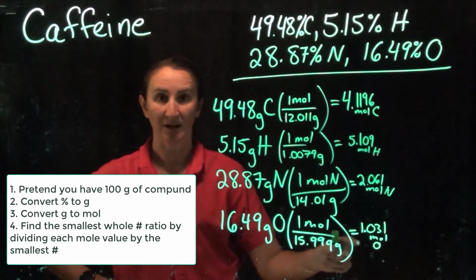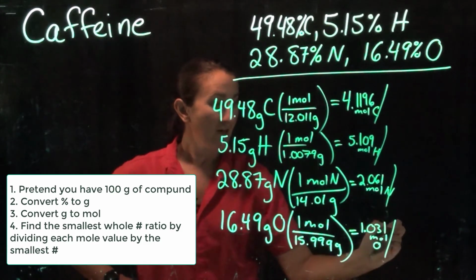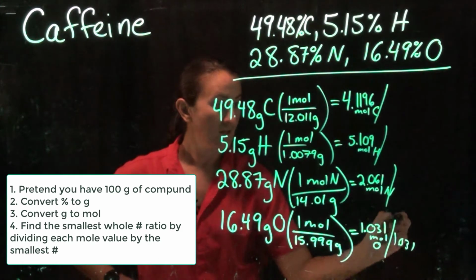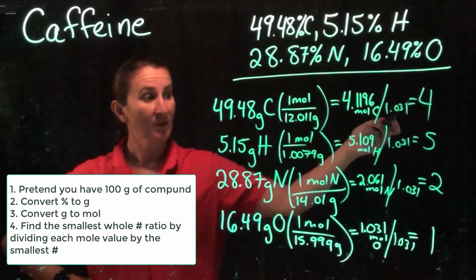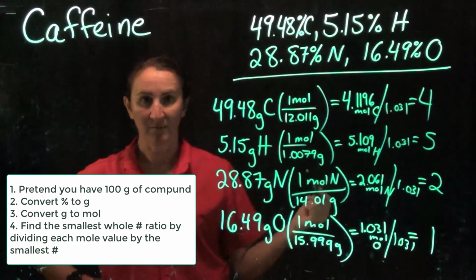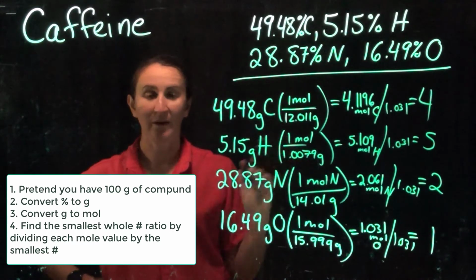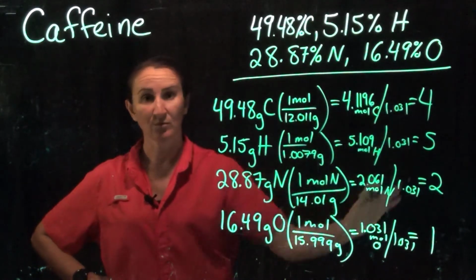It's the smallest of the ratio. So we divide each one of these entities then by 1.031. And that should give us whole numbers. So we get 1 for this. For the rest of them, we get 4, 5, and 2. Now, you may not exactly get 4. It may be like 4.001 or something like that, but you're trying to get it close. If it's close, you just round it.